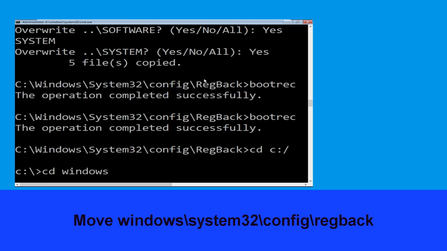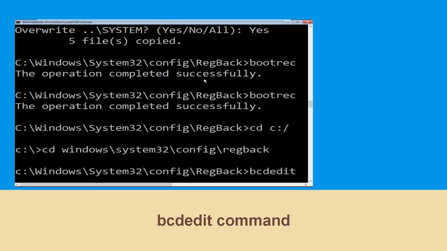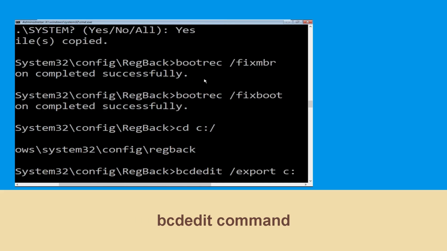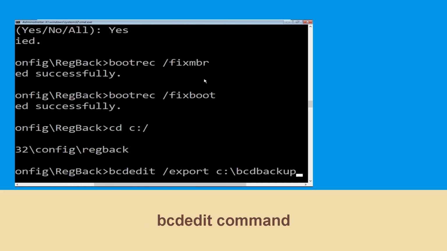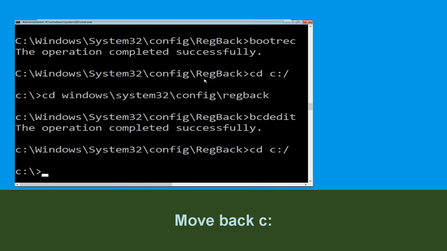Now type this command, cd windows\system32\config\regback and simply hit enter to execute the command. Now type this command, bcdedit /export c:\bcdbackup and hit enter. Type cd c:\ and hit enter.